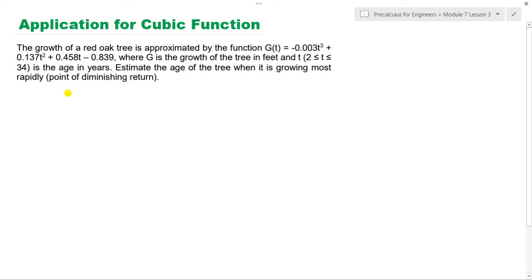So here we're going to write the given data. The given is the function of the height of the tree. g of t is equal to negative 0.003 t cubed plus 0.137 t squared plus 0.458 t minus 0.839. So this is a cubic function, CF, because the degree is 3.